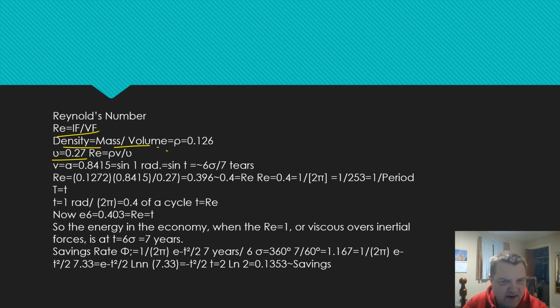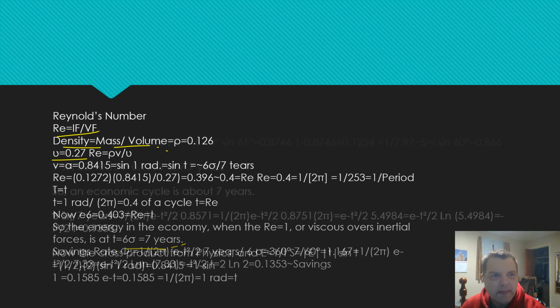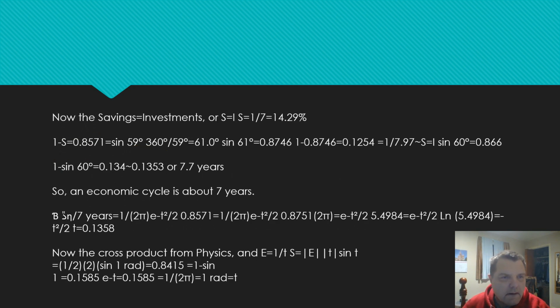So the energy in the economy when the Reynolds number is 1, or the viscous over inertial is 1, is at T is equal to 6 times sigma, which is equal to 7 years. Now the savings is equal to the investment, is equal to 14.29%, which is a seventh. And that's when you have the optimum economy. So an economic cycle is about 7 years.